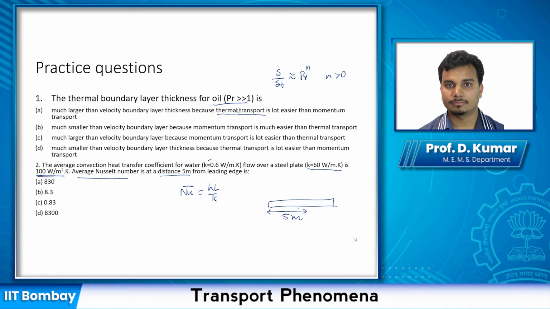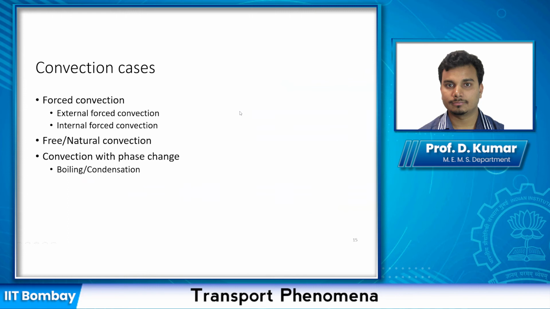Okay. So let us now move to convection. In convection, we talk about three types of convection. First is forced convection. Second is free or natural convection, and third is convection with phase change. In forced convection, what we essentially say is you have convection because of forced fluid, a fluid being forced to move over a surface.